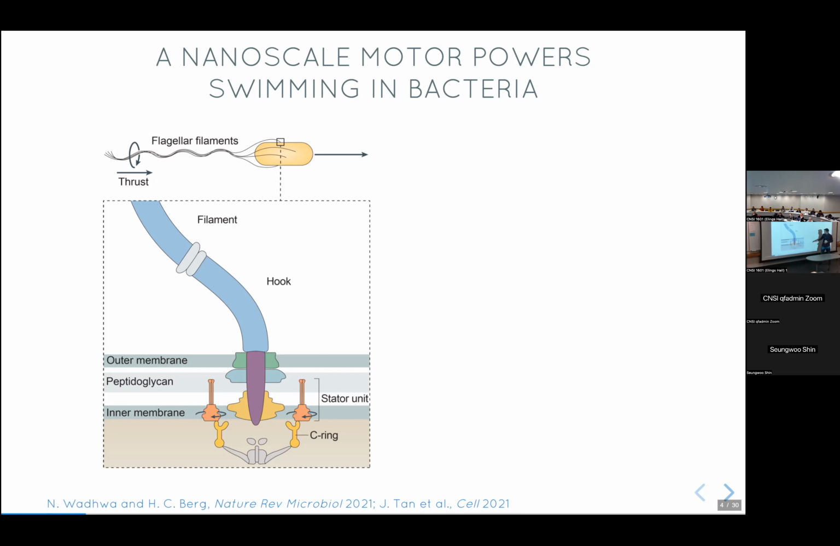And what's interesting is that the E. coli cell envelope has 3 layers. Here's the outer membrane, peptidoglycan, and the inner membrane. And these stator units hold on to the peptidoglycan on one end, and they apply this kicking motion on the other end to drive the rotation. And if there are any questions, please feel free to stop me and ask me those questions.